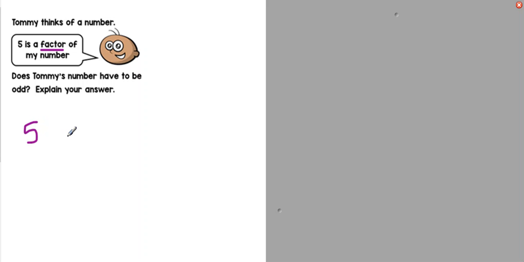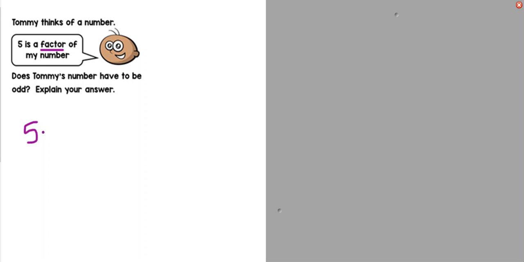Okay, so this number is in the 5 times table. It does not mean, sorry, that's not right. That would be if it was a multiple. So if it's a factor, it means that 5 goes into this number directly, okay? But it does not mean it's in the 5 times table. If it was a multiple, it would be in the 5 times table, okay?